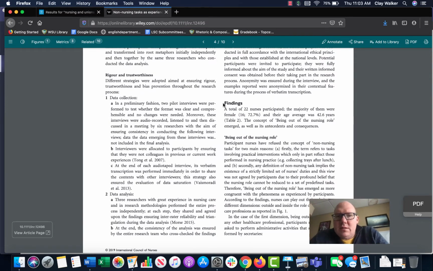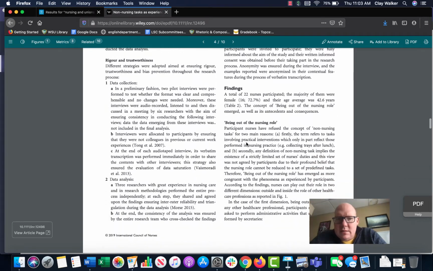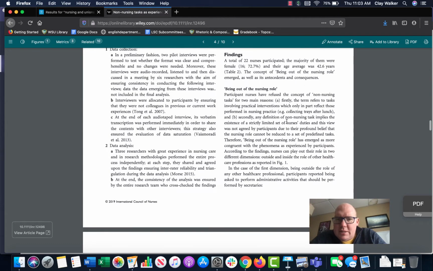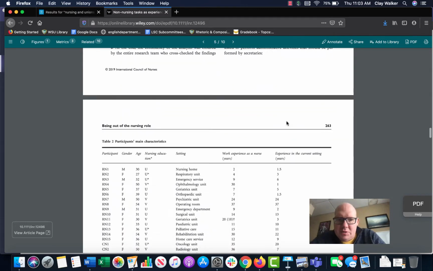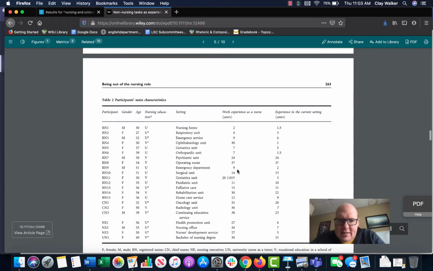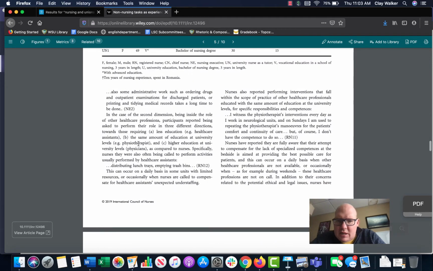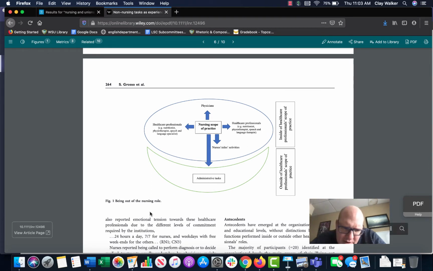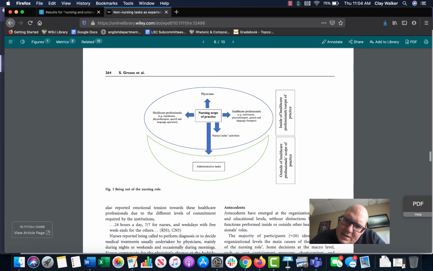Sometimes this is called results, analysis. So here, a total of 22 nurses participated. Here's their average age. And so we're going to start to get some of the findings from the interviews summarized for us. Looks like there's some quantitative data too. This is all description of the nurses. Looks like this is being out of the nursing role. So it looks like this graphic here is describing some of the different work responsibilities nurses have, other than just immediate healthcare work, outside of healthcare, inside of healthcare.